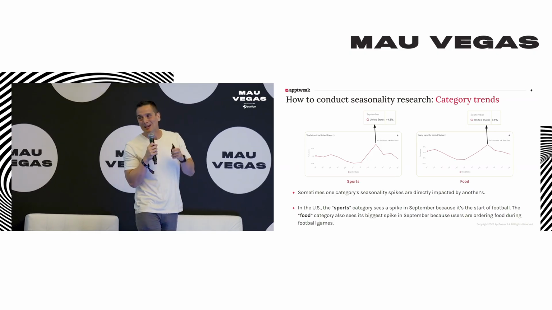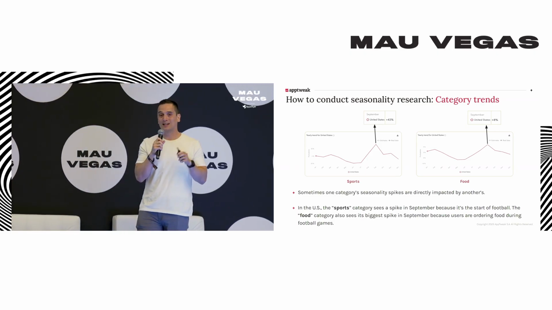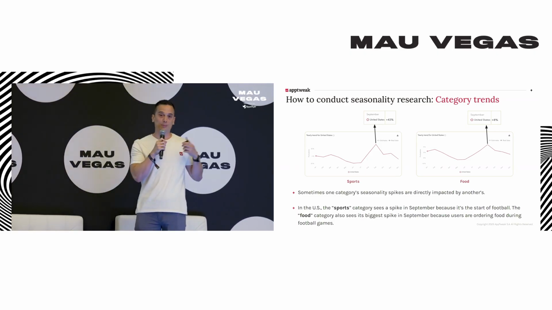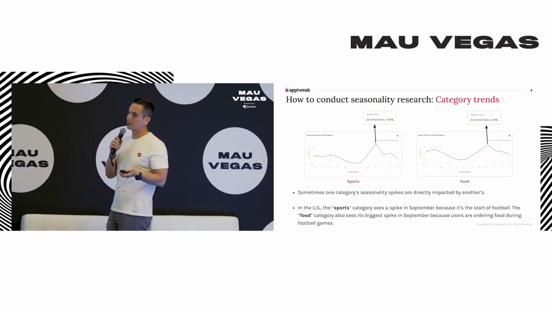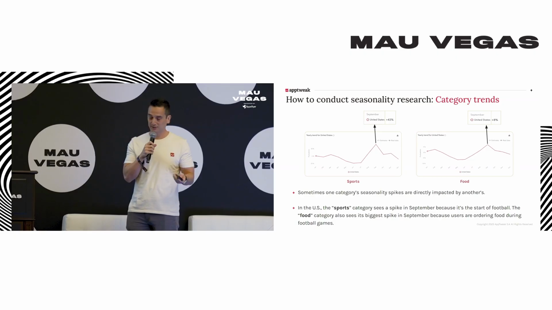Well, football. But also, don't be afraid to look at adjacent categories, trends, and data, because sometimes trends in other categories can help explain the trend in your category. Why does food spike in September? Well, you can't watch football without wings.